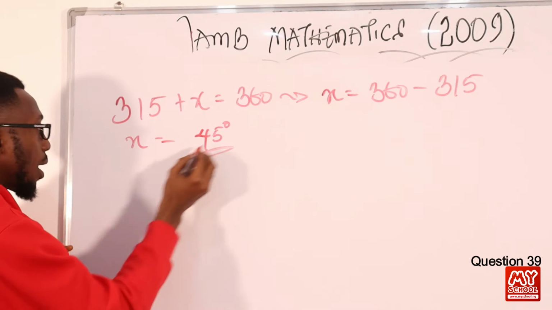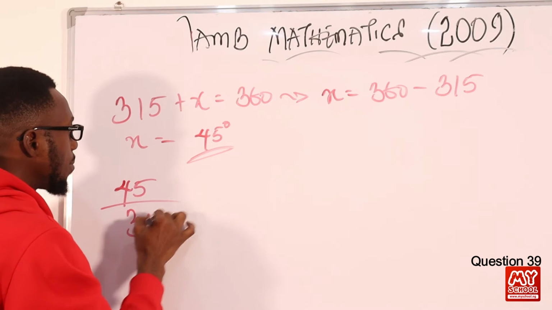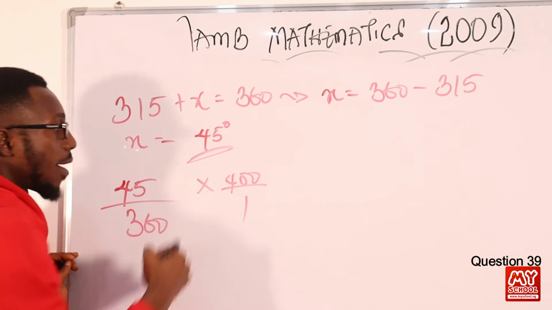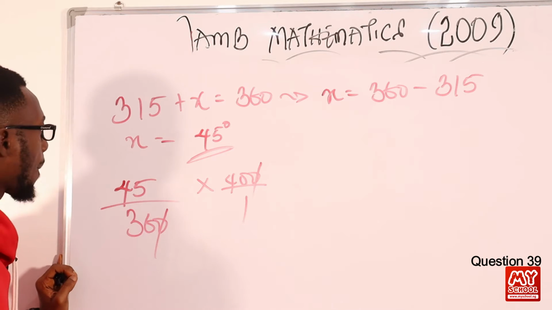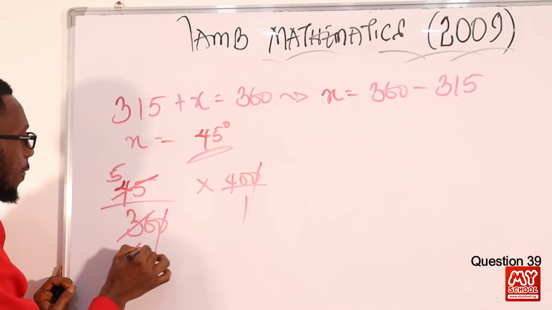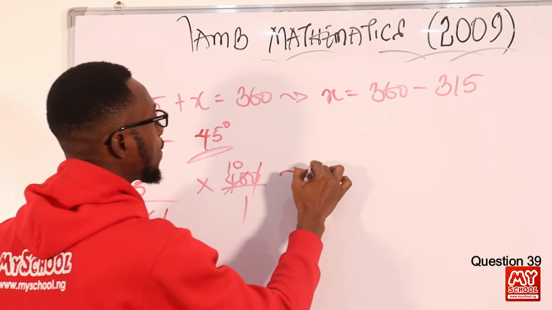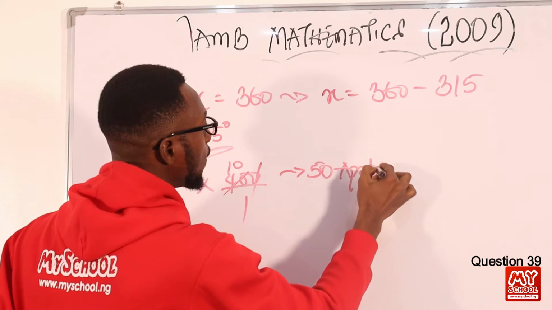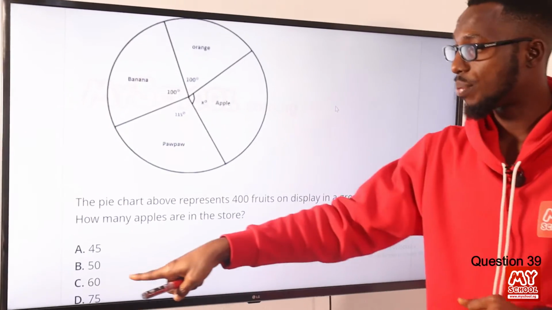To find the number of apples, that will be the degree of apples over 360, times the total number of fruits, which we have as 400. So 0 strikes out 0. Then 9 into 45 is 5, and 9 into 360 is 40, and 4 into 40 is 10. So basically I have 5 times 10, that is 50. So we have 50 apples displayed in the grocery store. Looking for 50 in the options provided, that is option B. So option B is the correct option.